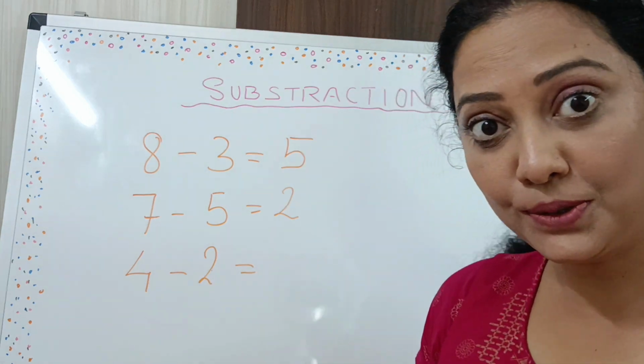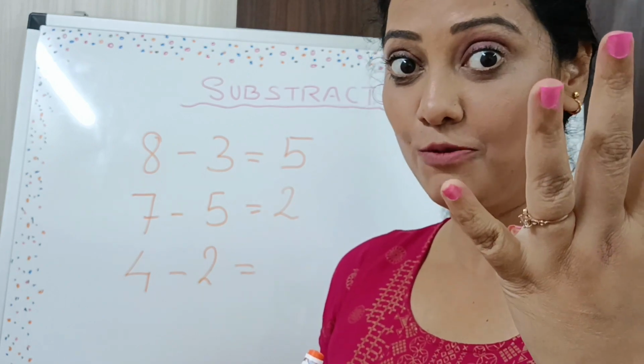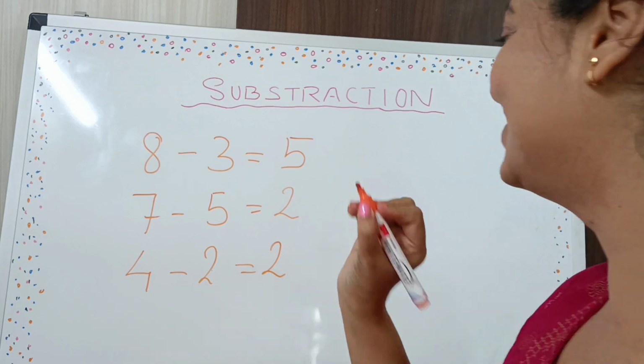Oh, 4 minus 2. Take out fingers fast. Who will do it fast? Let me check. 2, 3, 4. 4 minus 2. 1, 2. Okay, this is 2.